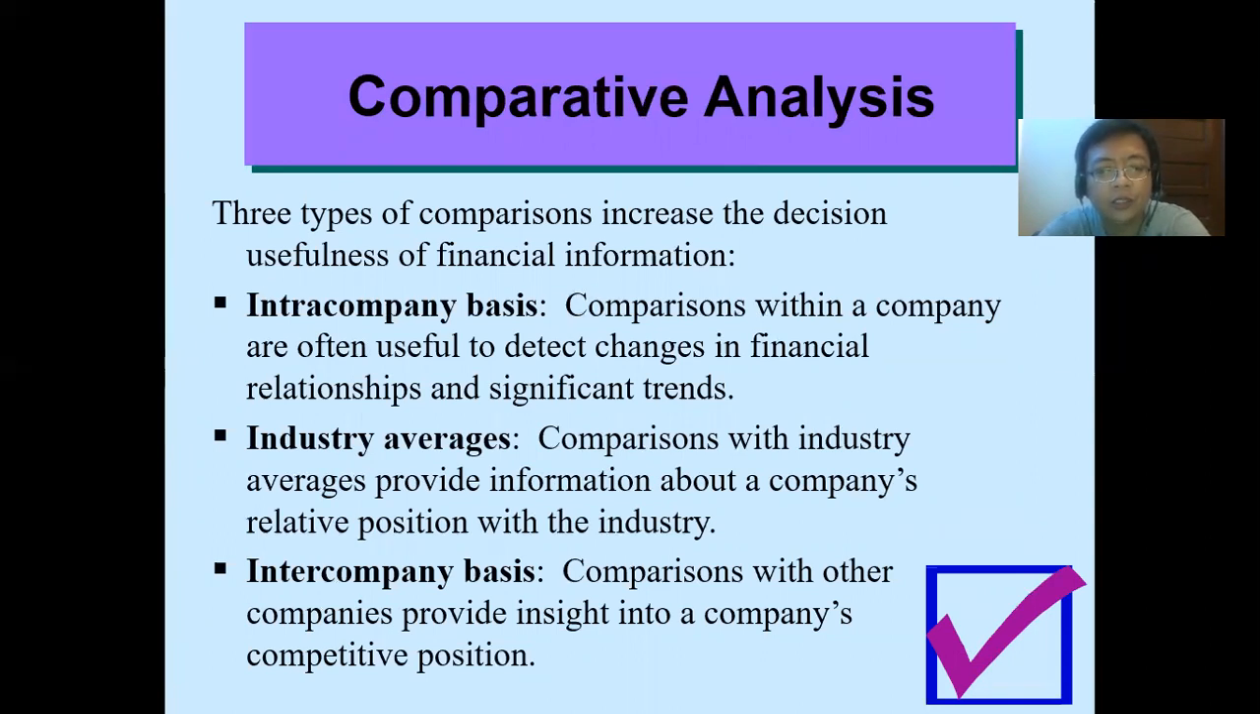What do you mean by intra-company? The word intra means within the company, so you just compare your reports within your company. It is internal. Industry average is basically comparing with the industry averages, so you need to know the industry of the company. And you also have intercompany comparison with your competitors, or external factors. So intra is more on internal, industry is more on the industry, while intercompany is with your competitor.